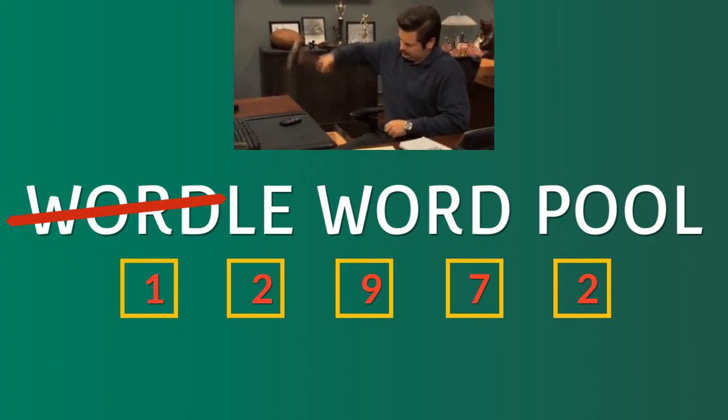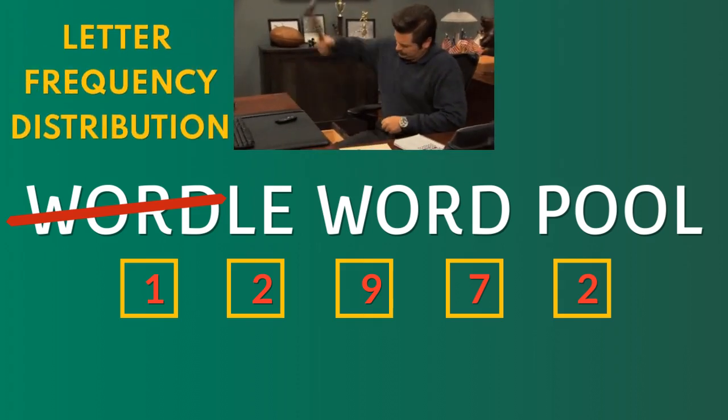Thus, in order to break down the letter patterns in Wordle, it's important to acknowledge how words in general operate in terms of letter frequency distribution. Which brings us to the power law.